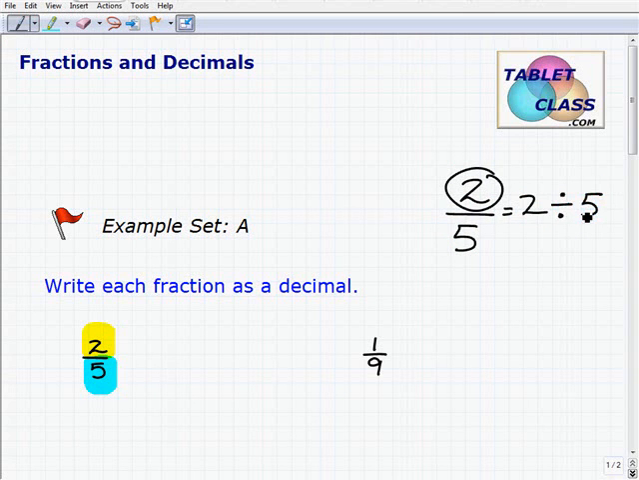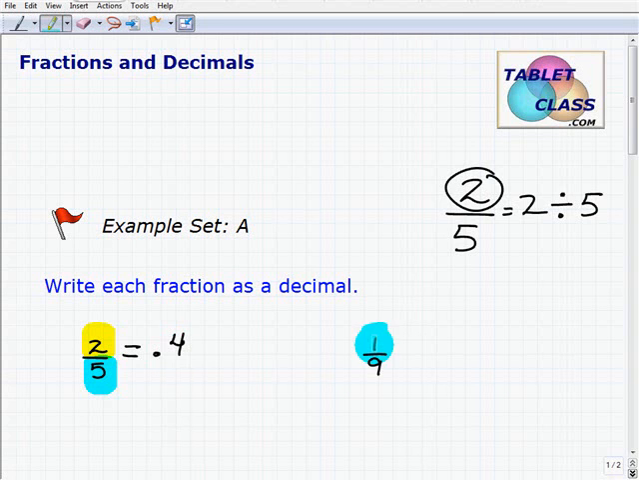So let's go and get a calculator out and do this. Now you could do this by hand, but there's really no sense when you have a calculator. Everyone should have a calculator, hopefully, at this level. So 2 divided by 5 is 0.4. So this is equal to 0.4, and that's it. It's actually very easy.